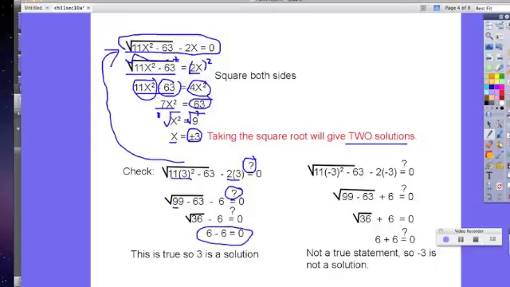That is a true statement. So therefore, 3 is a solution. And we're not done yet. We have to check the negative 3.